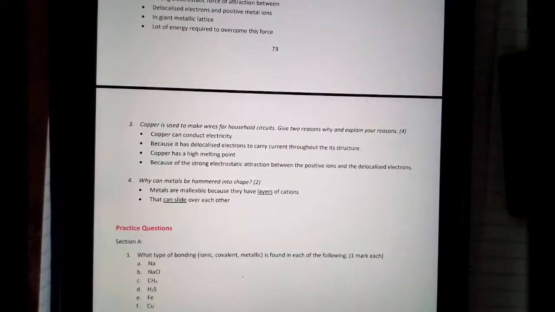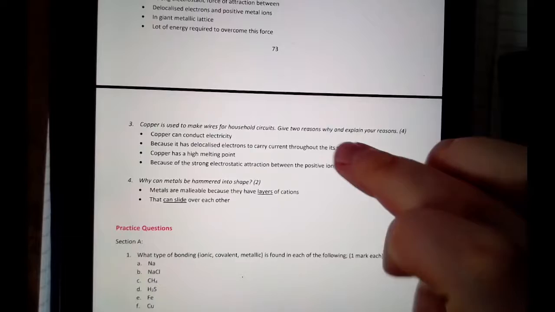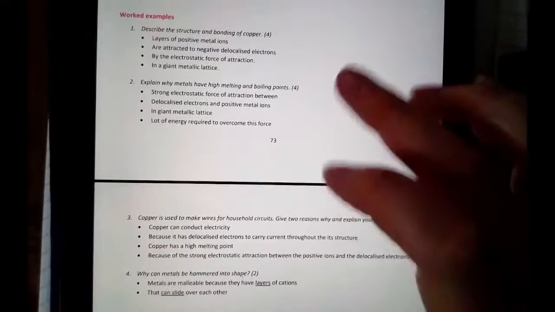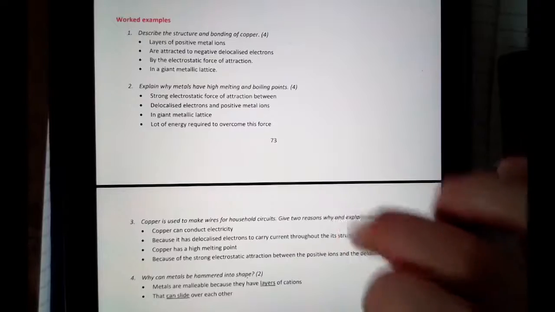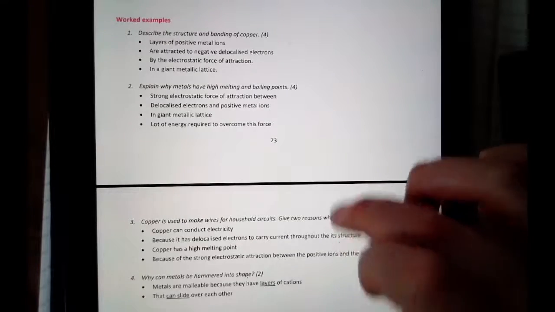So that last question I asked there was, why can metals be hammered into shape? Metals are malleable because of the layers of cations that they can then slide over each other. So those are the typical questions you're going to get about metals. Remember, metallic bonding is just the bonds holding a metal together. It's not between two different metals.